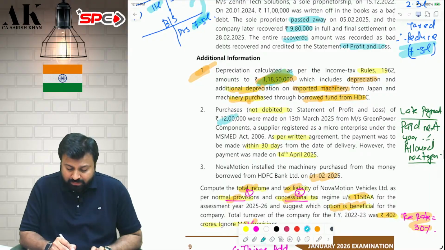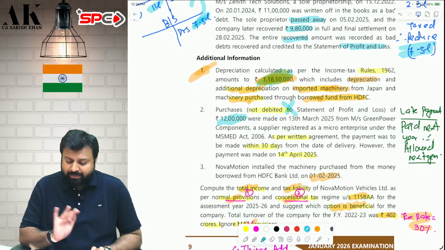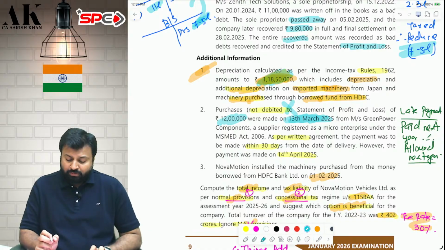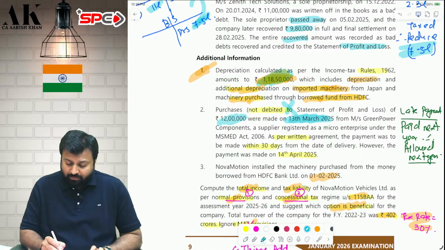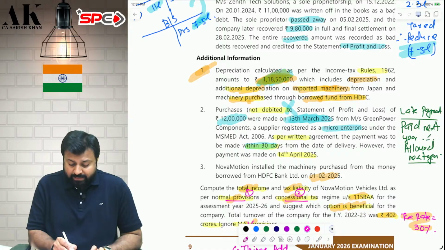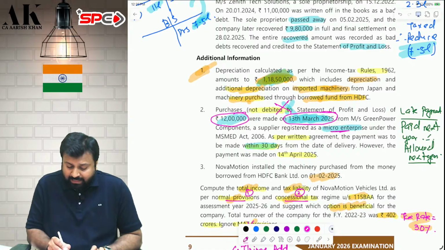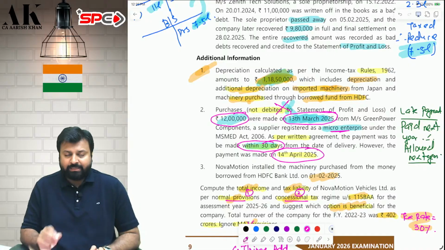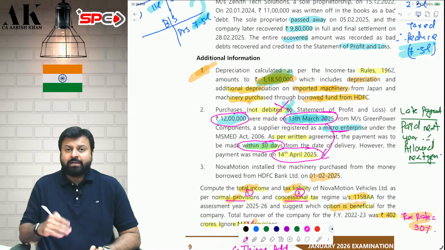You have purchased some goods of 12 lakh rupees, which was not debited to the P&L account. So in the current year, you have purchased some goods of 12 lakh rupees, which is not debited to the P&L account. You purchased these goods from a micro enterprise, and you made a commitment that you will make the payment within 30 days. Again, 12 lakh goods purchased on 13th March from a micro enterprise, not debited to P&L, with an agreement that payment will be made within 30 days. Now you made the payment after 30 days, from 13th March to 14th April, which is after 30 days.